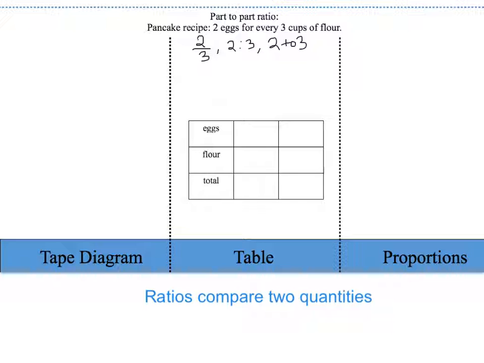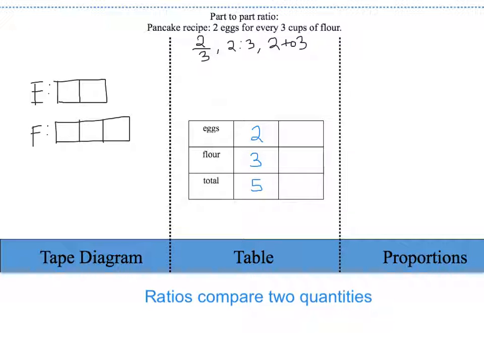So I'm going to draw a part-to-part ratio like this. Eggs will have 2 boxes on top, and flour will have 3 boxes on the bottom. I can also use a table to describe this information. I can write 2 eggs and 3 cups of flour to have a total of 5 total items.